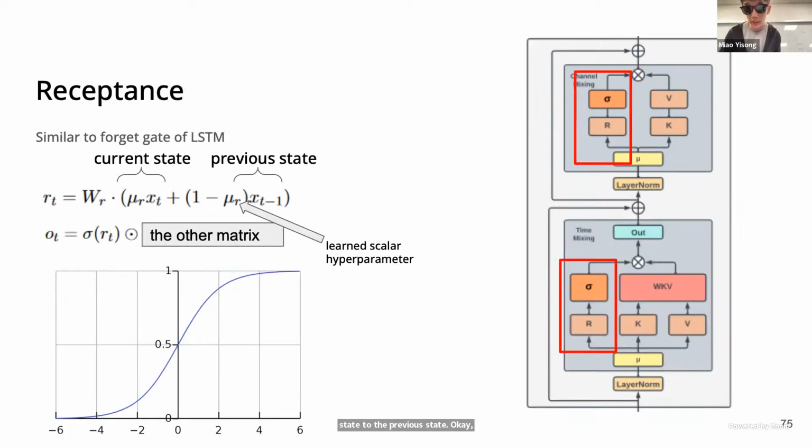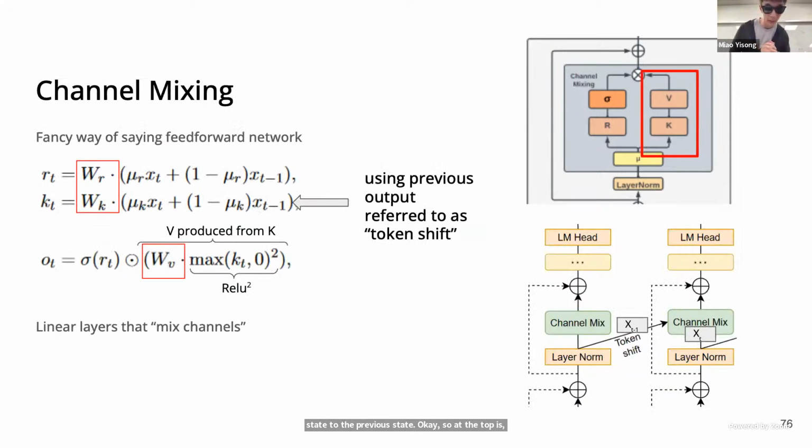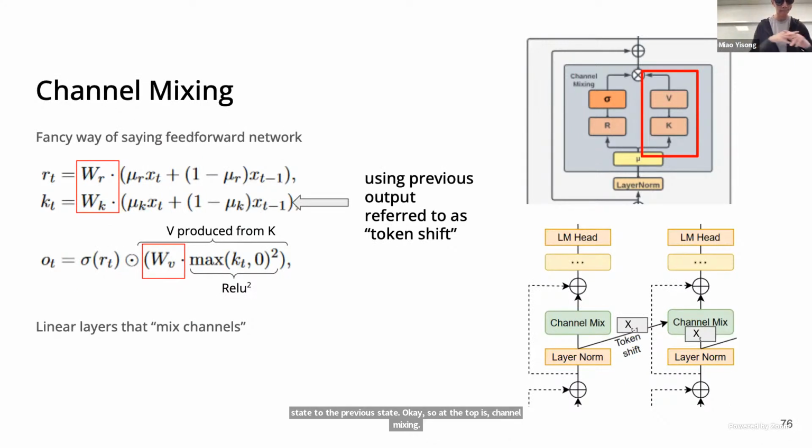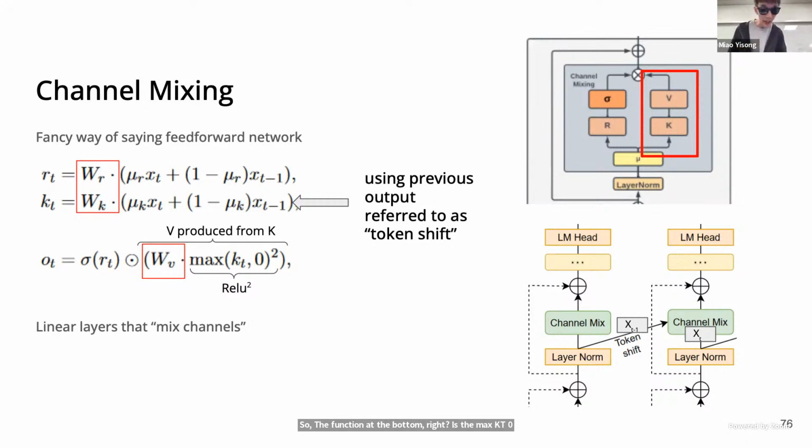Okay, so at the top is a channel mixing block. The function at the bottom is the max of KT0 squared. It's actually just the ReLU function squared. And the entire one over there is what's referred to as V here. This is V. I don't know why they use the notation V.